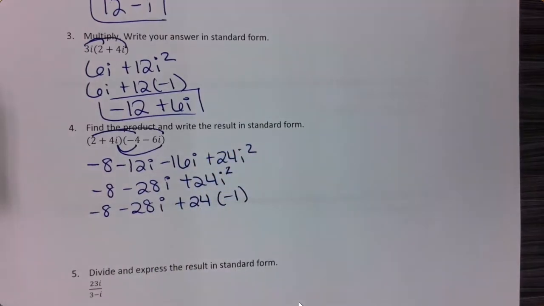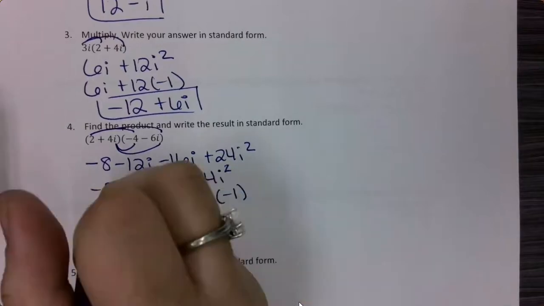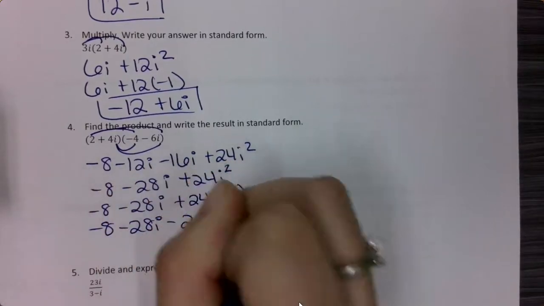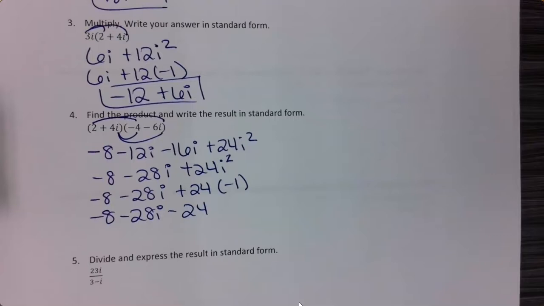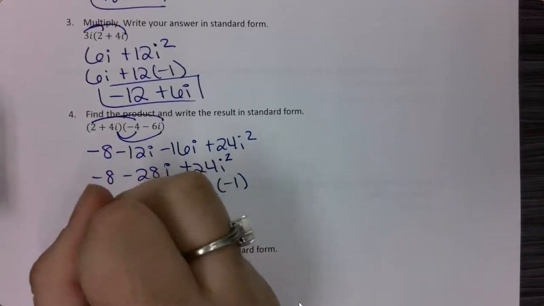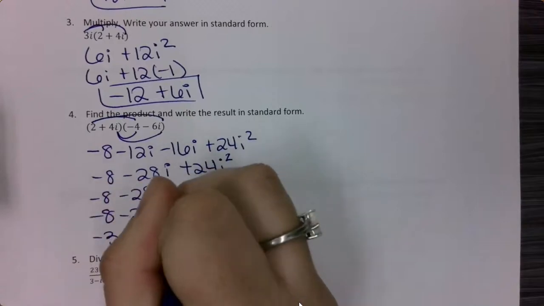Then I want to go ahead and multiply that 24 and the negative 1. It gets me negative 24. Then I just need to put my two real numbers together, so negative 8 and negative 24 gets me negative 32 minus 28i.